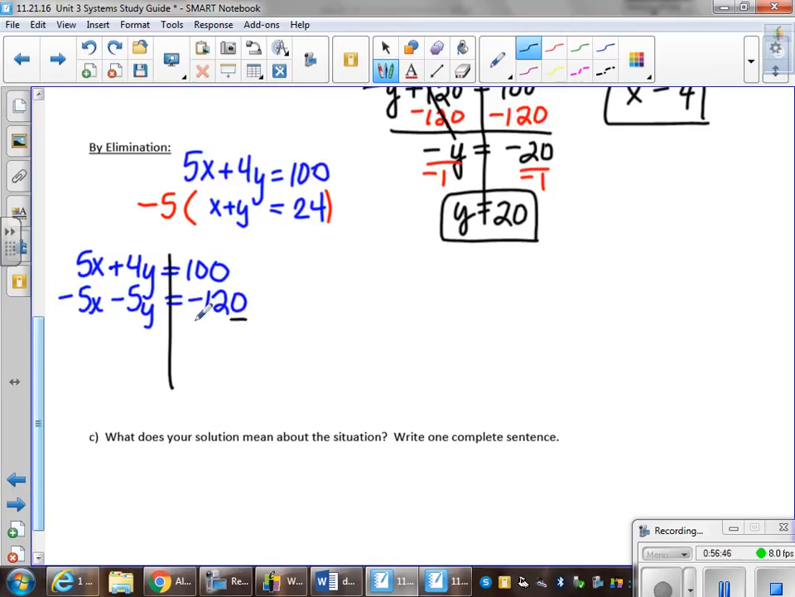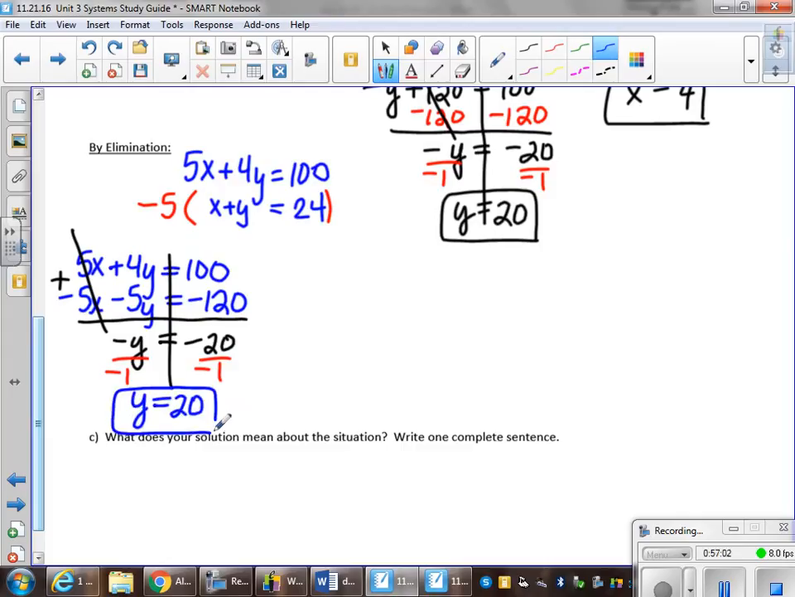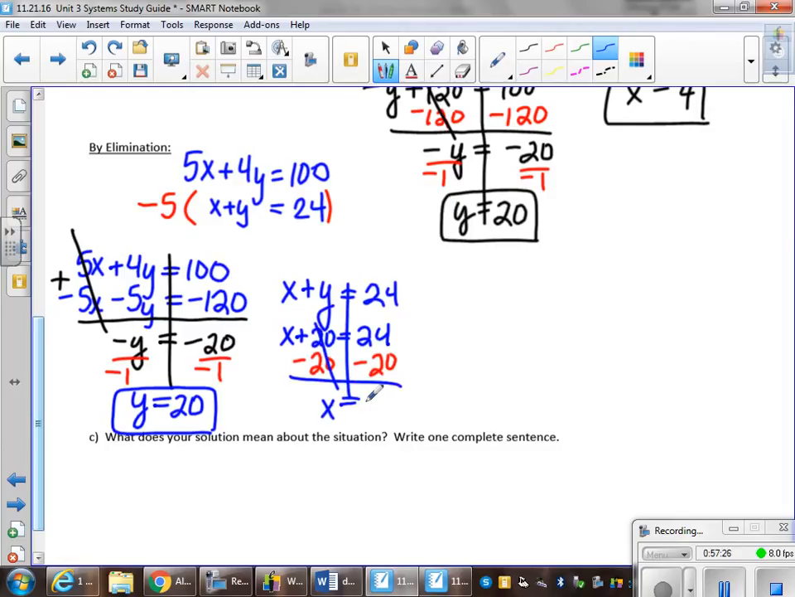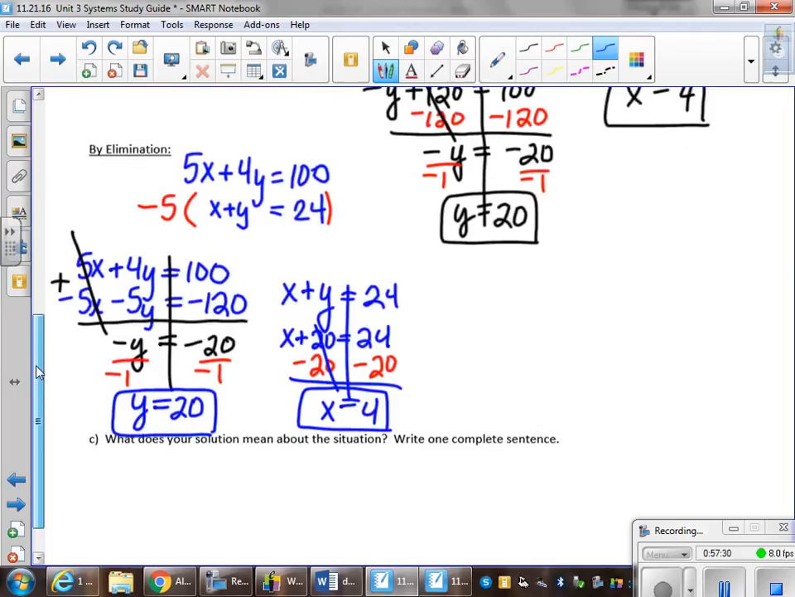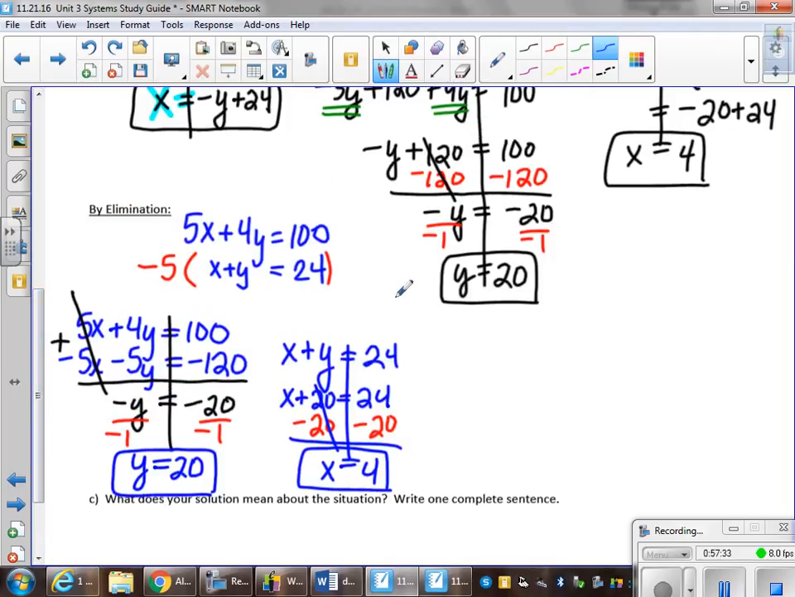Line down, line across. X's cancel. I get negative y equals negative 20. Divide by negative 1. Y equals 20. We need to go find x. My most user-friendly equation is the second one. X plus y equals 24. That becomes x plus 20 equals 24. Subtract 20. Do we match? X equals 4, x equals 4, y equals 20, y equals 20.